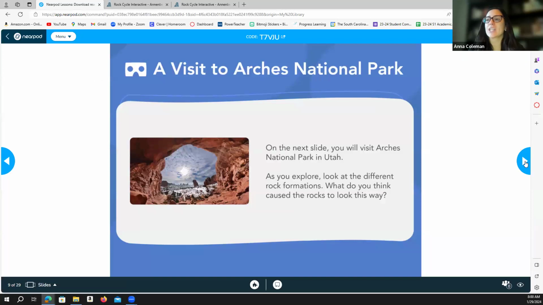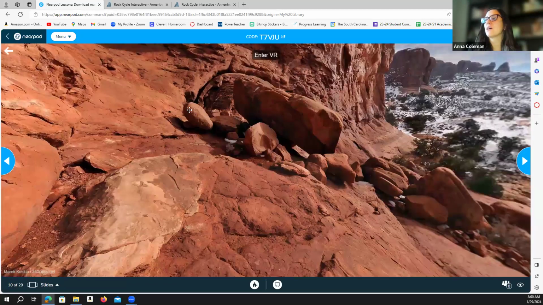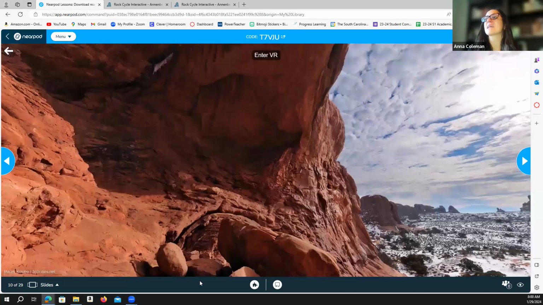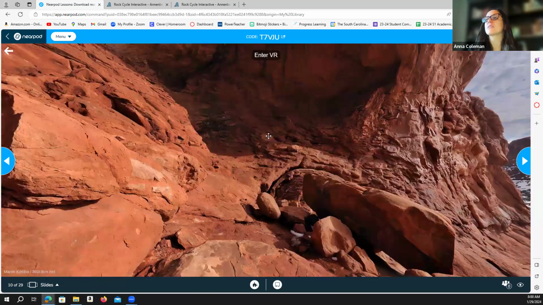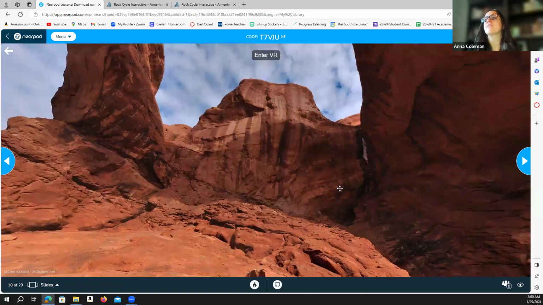So on the next slide, you're going to visit Arches National Park in Utah. As you explore, look at the different rock formations. I love these pictures because these are real places, right? What do you think caused the rock to look like this? Because they're unusual looking. Take a look around. Aren't those some amazing, beautiful rocks? Check those out. They are crazy formations.